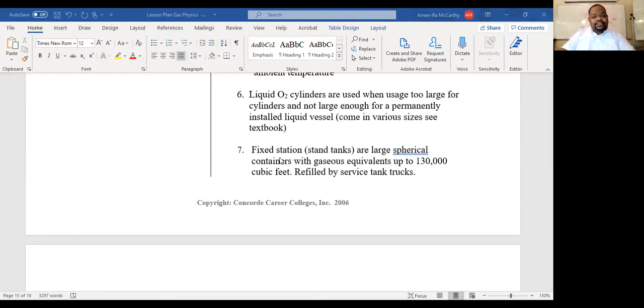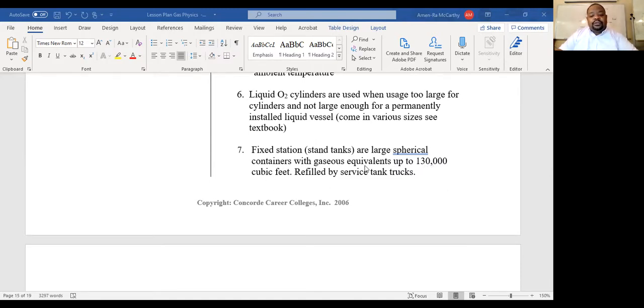They have a little section somewhere at the hospital where you can't really tell what it is. It's probably the liquid O2 tank. You have to have enough space for the tractor trailer to back in and fill it up. He or she will fill up the stand tanks, because I've seen some women doing that too. And it says they're large and have gaseous equivalents up to 130,000 cubic feet.